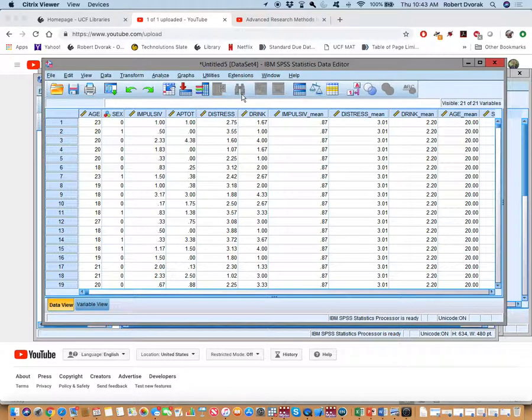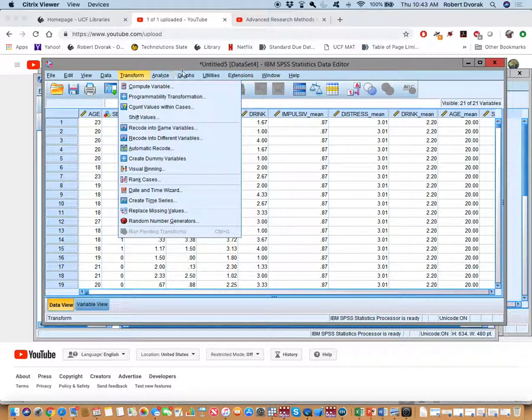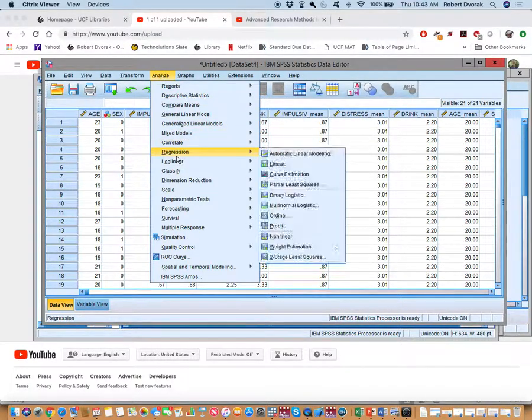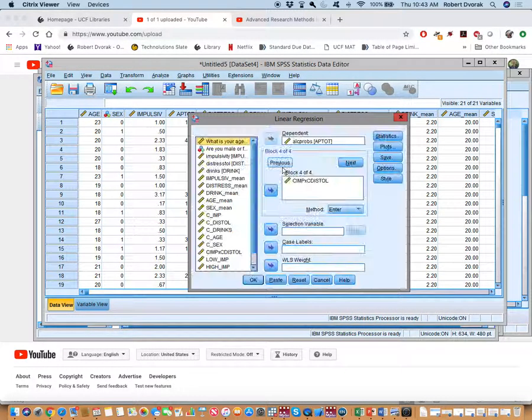So, everybody have our new interaction variables calculated? Let's go to Analyze, Regression, Linear.